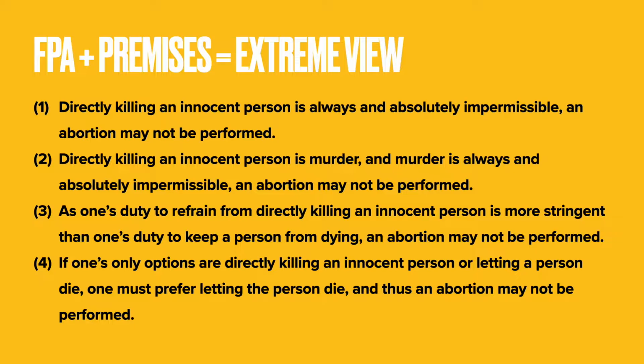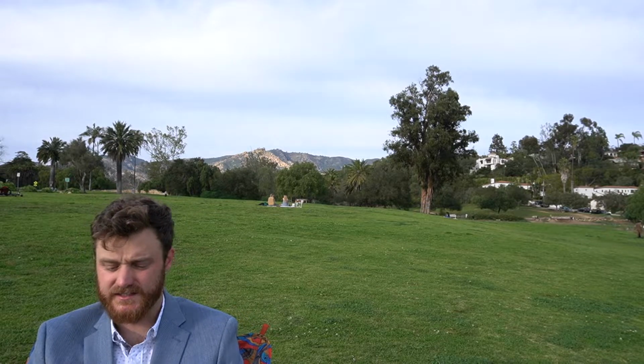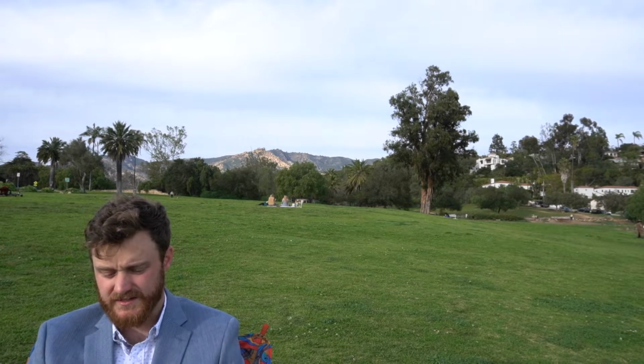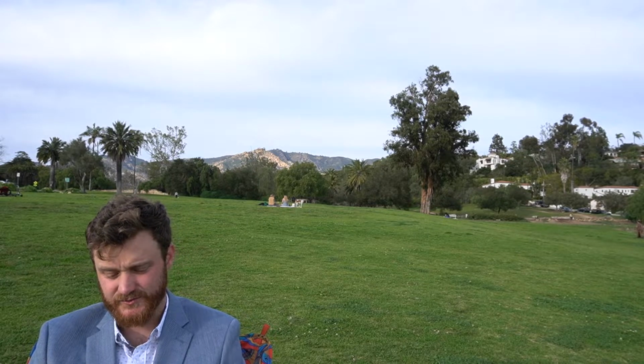One: As directly killing an innocent person is always and absolutely impermissible, an abortion may not be performed. Two: The direct killing of an innocent person is murder, and murder is always and absolutely impermissible. An abortion may not be performed. Three: As one's duty to refrain from directly killing an innocent person is more stringent than one's duty to keep a person from dying, an abortion may not be performed. Four: If one's only option is directly killing an innocent person or letting another person die, one must prefer letting the person die. Thus, an abortion may not be performed. Some might not have stated these premises explicitly in their formulation of the fetal person argument because they seem implicit in the fact that an innocent person has a right to life.